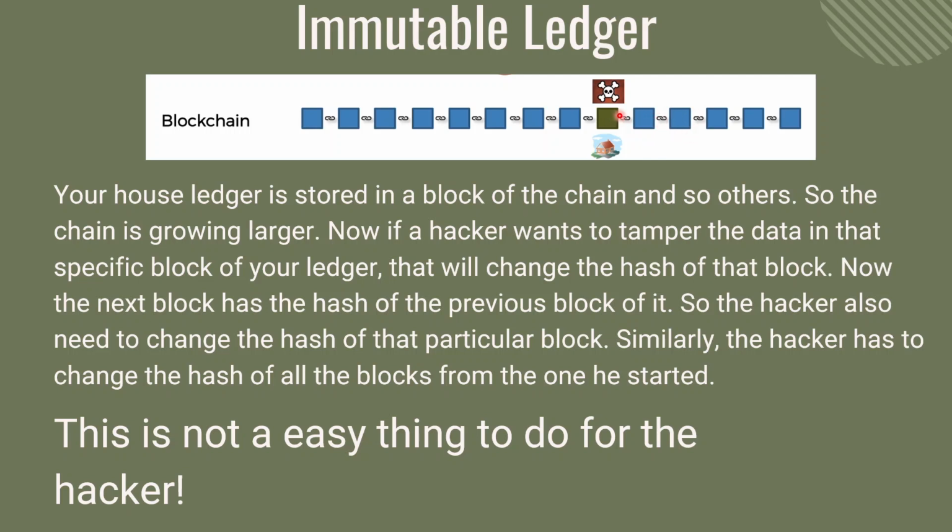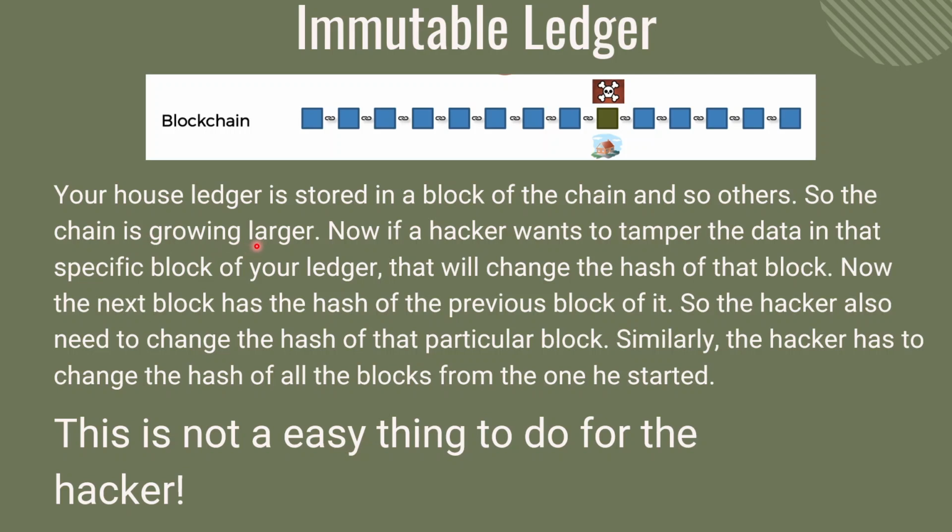Like you can see that after you bought this house, there are more transactions and each of them is stored in the next blocks. So now your house ledger is stored in a block of the chain and so others, so that the chain is growing larger.